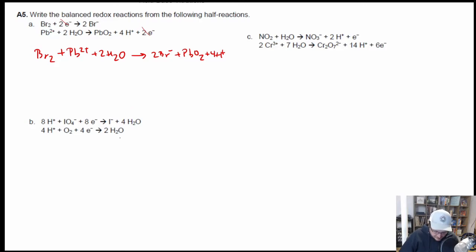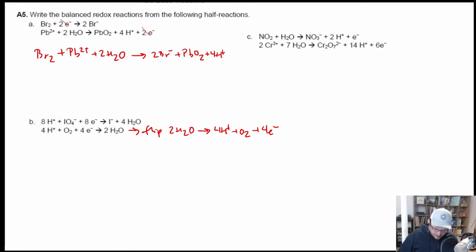The next one can be a little bit tricky because the way it's written out, it has the electrons on both of the same sides and they're not equivalent. So you have to choose one of them and flip it around. I'm just going to choose the bottom one and flip that around. So if I flip this around, what I get is 2H2O yields 4H plus O2 plus 4 electrons.